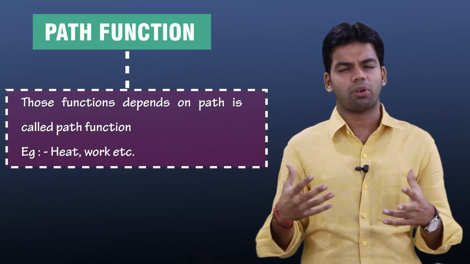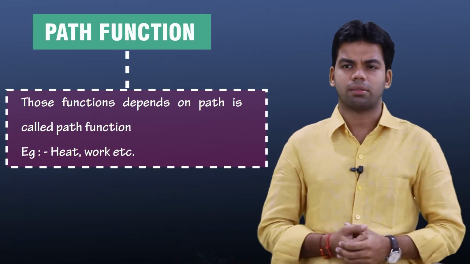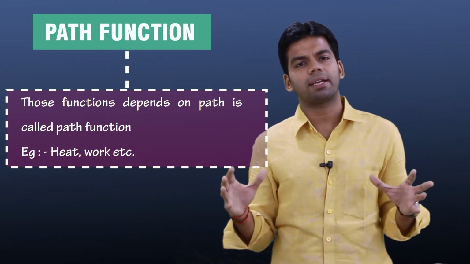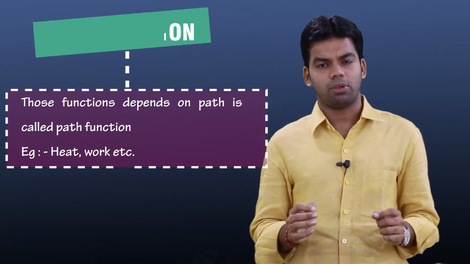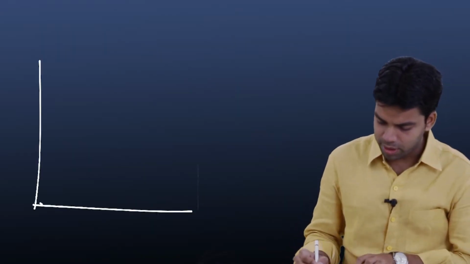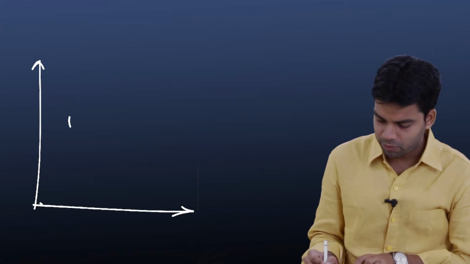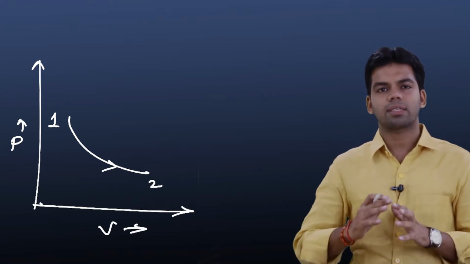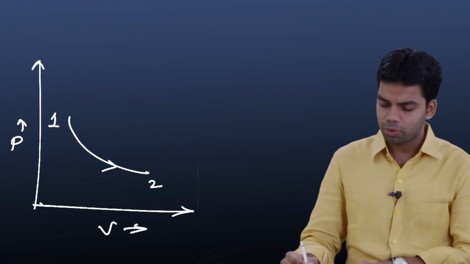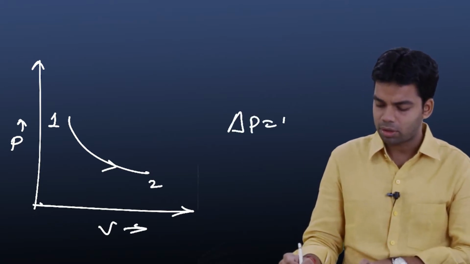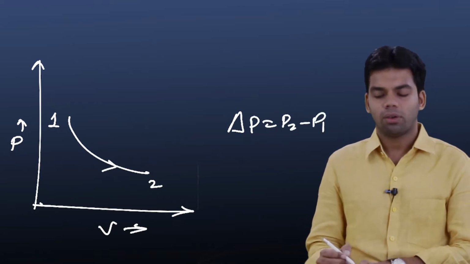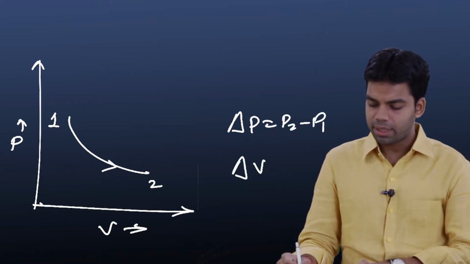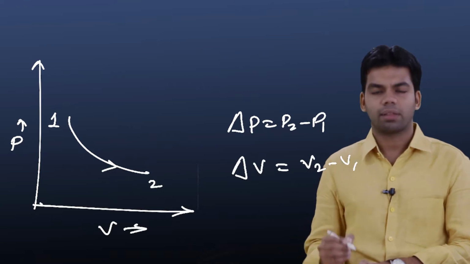The example of point functions: all the properties of the system, because the properties do not depend on the path followed by the system. Let's suppose we have a process from point 1 to point 2. This is a PV diagram. If I ask you what is the change in pressure in this process, you would say del P is equal to P2 minus P1. What is the change in volume? Del V is equal to V2 minus V1.